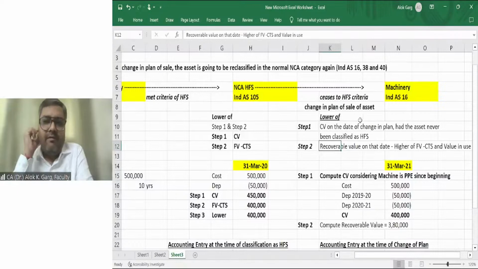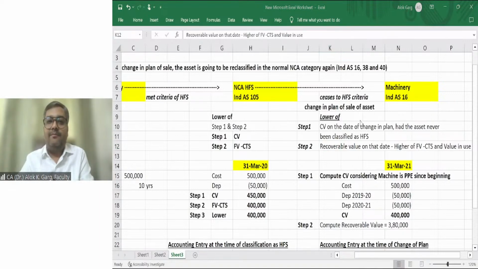What is the formula of recoverable value, friends? If you have confirmed that you have attended the Ind AS 36 session, please tell me what is the formula of recoverable value? What is meant by recoverable value? I am waiting for your answer. Yes, it is higher of fair value less cost to sell and value in use.